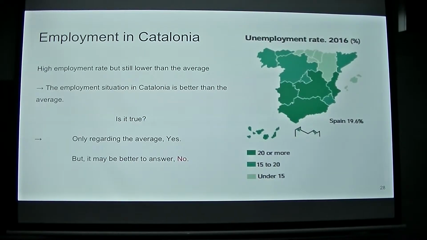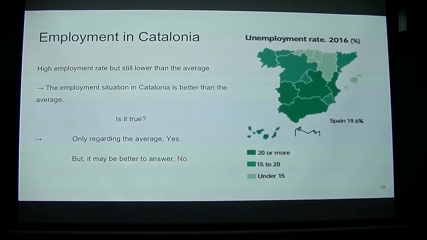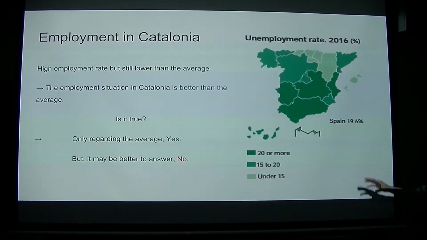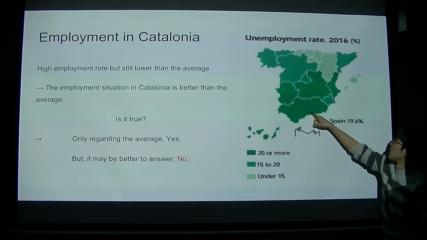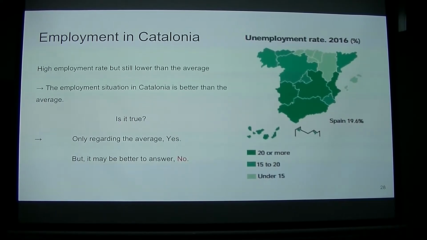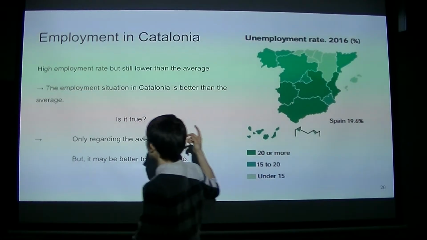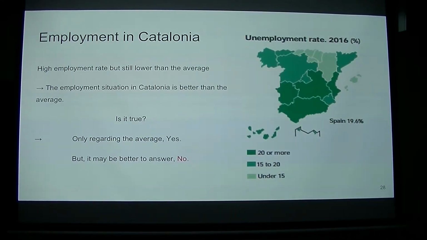And actually, regarding employment in Catalonia, a high employment rate in Catalonia cannot be seen clearly in this one, but it can be seen. It's not quite higher than average, but relatively better. Because this is higher, and this is the middle, and this is lower, and this is middle, it might be okay from that map. But is it true? I'm curious. But only regarding the average, I think yes.